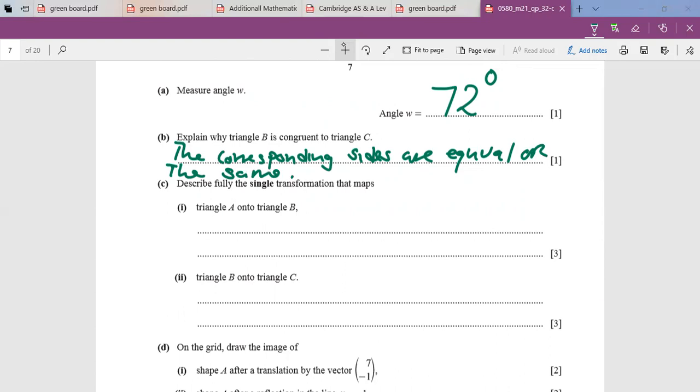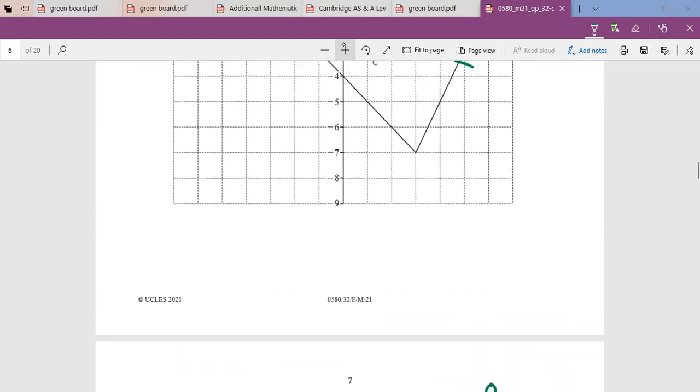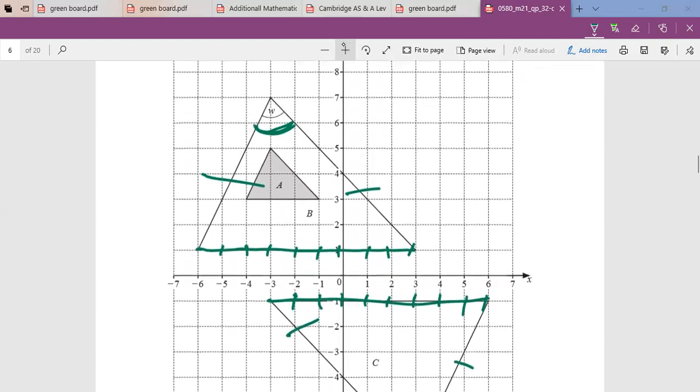We go to C. Describe fully the simple transformation that maps triangle A onto B. Okay, so you can see that A has been lined onto this one. So it is an enlargement, all right? By what size has it been enlarged? We need to find the scale factor.